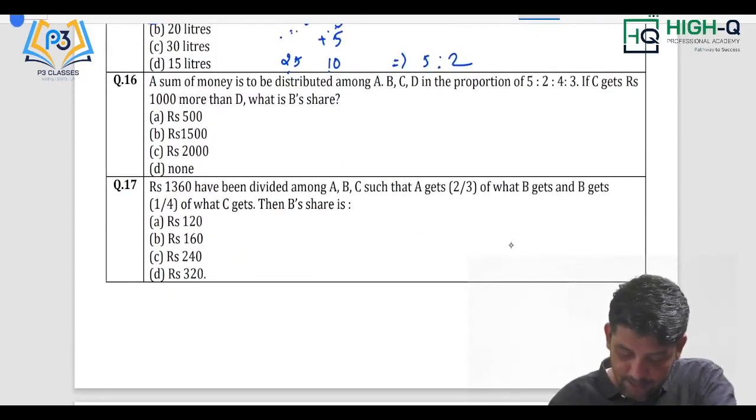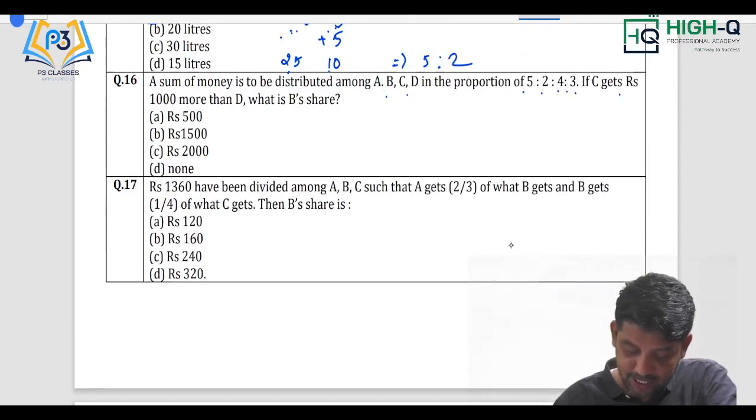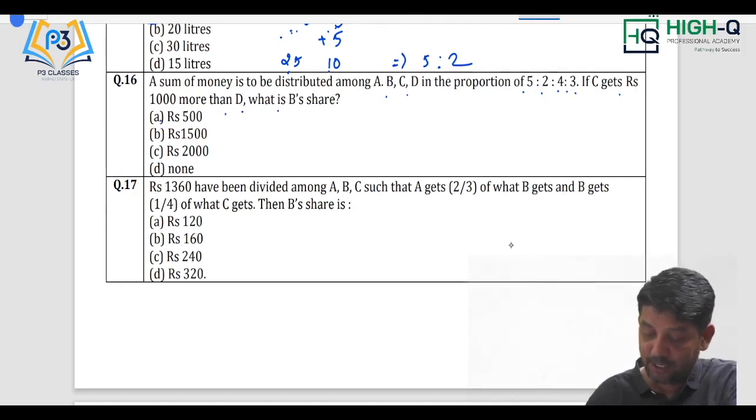A sum of money is to be distributed among A, B, C, D in the proportion 5:4:2:4:3. If C gets 1000 rupees more than D, what is B's share? Oh, fantastic. Listen here, my dear. Now let me take this. Okay. 5 plus 2 is 7, 7 plus 4 is 11, 11 plus 3 is 14. What is it, my dear?